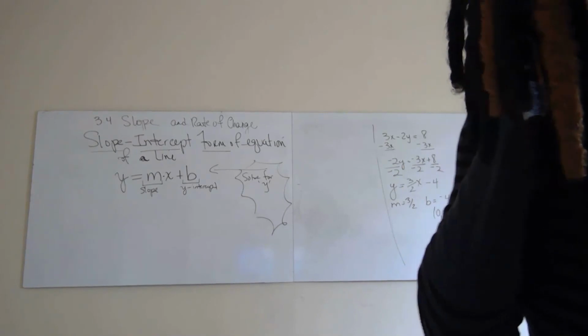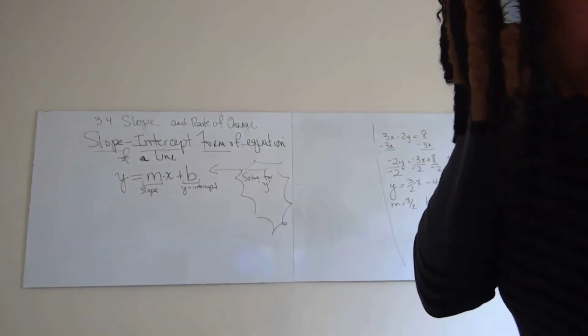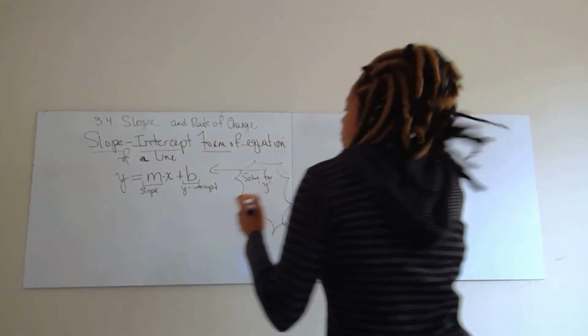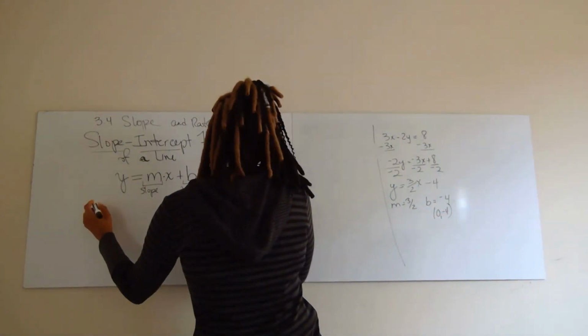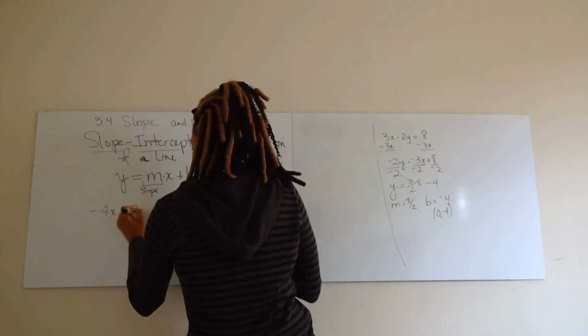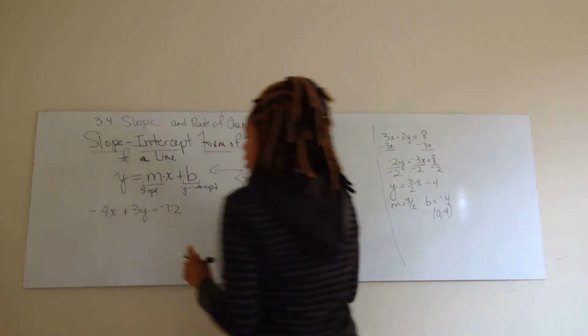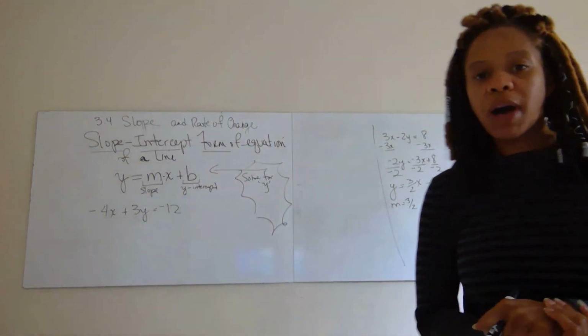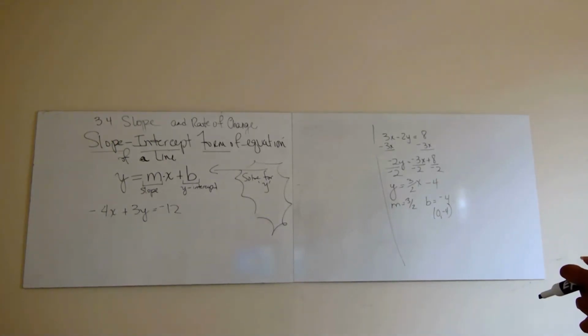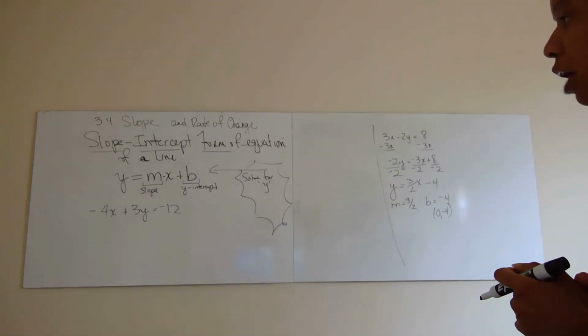So we're looking for the slope. Negative 4x plus 3y is equal to 12. You should see if you can identify the slope and the y-intercept of that problem. So you should pause it and work that problem, okay?